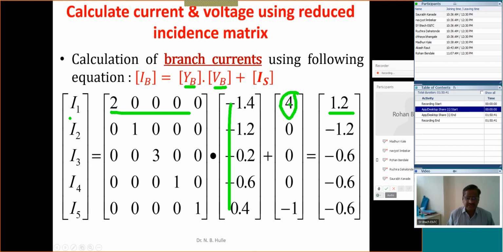Sorry, I did the wrong calculation here. This is 2 into minus 1.4, and that value will be minus 2.8. This minus 2.8 plus that particular 4 gives 1.2. If we have more elements, they need to be added. The computer takes care of this if we use software, but we have to solve this particular problem physically to understand the concept. That's why we will go through it physically.